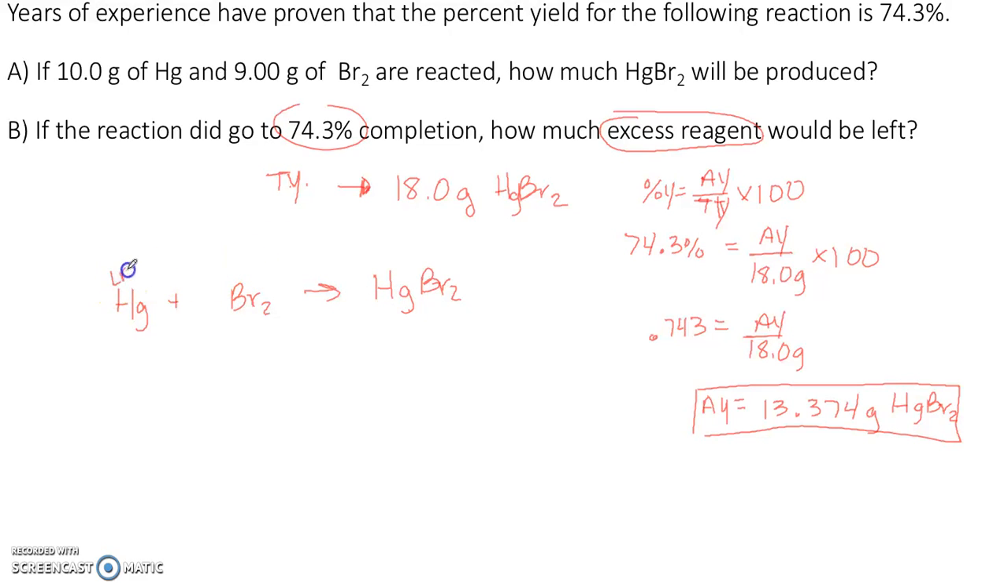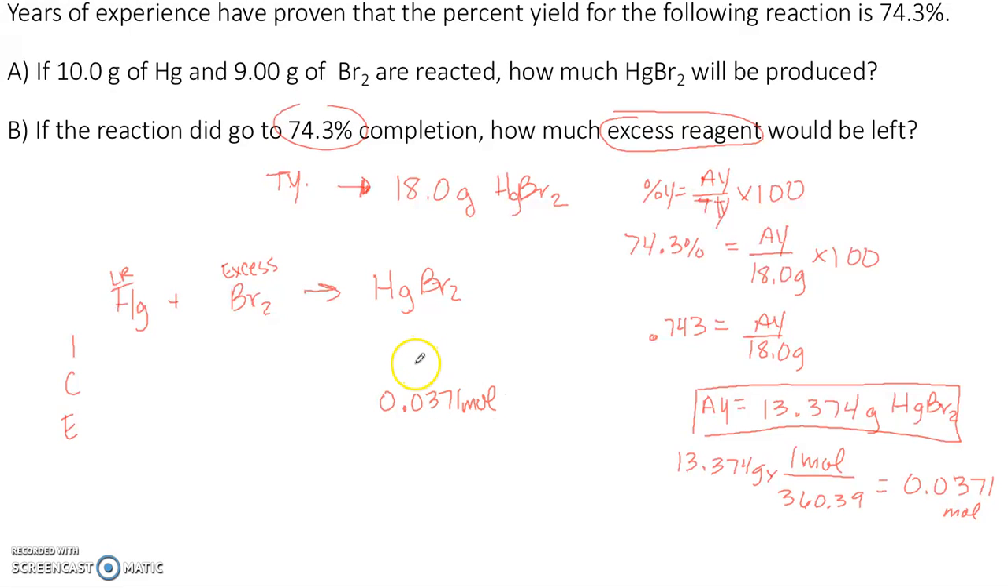Well, remember, if this one's the limiting reagent, this means this one is the excess reagent. So we've got 13.374 grams of HgBr2, and we've got to set up our RICE table. We're going to take this 13.374 grams and change it into moles. 1 mole goes on top, and then we multiply by the mass of HgBr2, which happens to be 360.39, and we end up with 0.0371 moles of HgBr2. That's how much we ended up making.